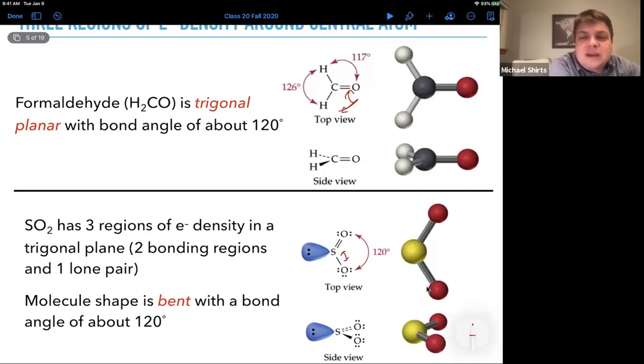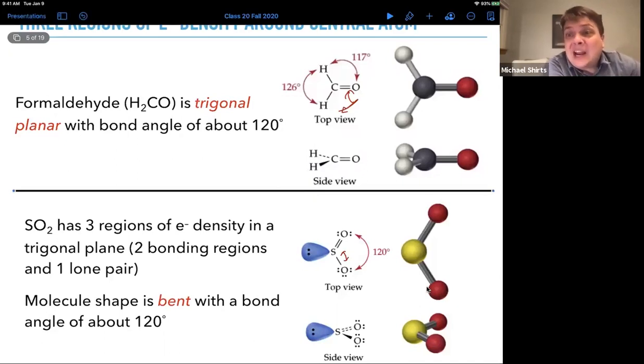So those are the 2 cases you could have with 3 regions of electron density. You could either have 3 atoms, in which case it's trigonal planar, or you could have a bent molecule because the 3rd region of electron density is a lone pair. You can't really have 2 regions of electron density and 1 atom, because that's just 2 atoms, which is a line.